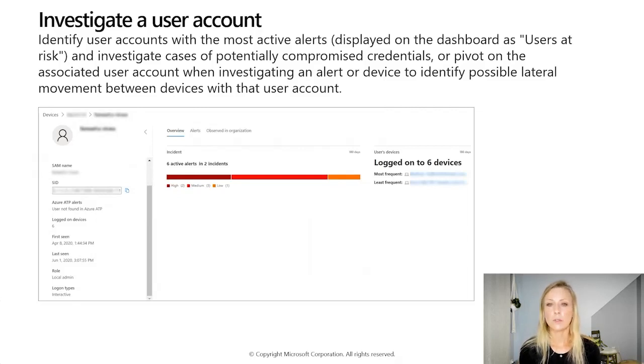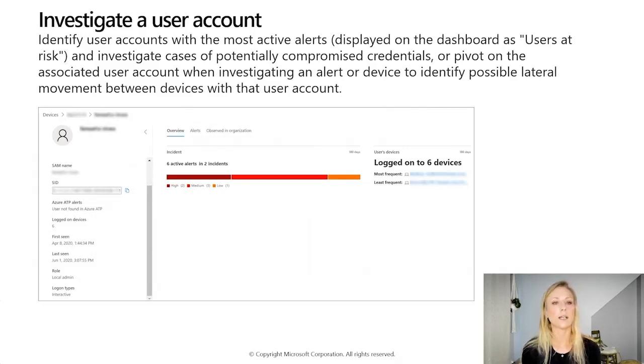There's various views within the portal that we can find user account information. This will be on the main dashboard, within that alert queue, or in the device details page itself. Whenever you're in any of these views, you will actually see a clickable link for the user account that will take you directly to the user account details page.